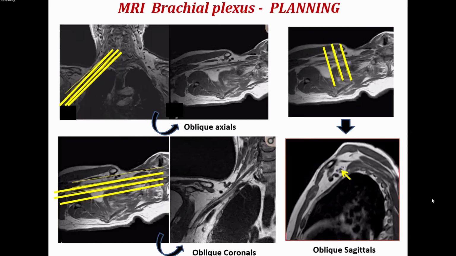And don't forget to do a 3D axial FIESTA, focusing on the pathological area or the area where you find some sort of edema or nerve root avulsions. Okay, so that is with brachial plexus. Fine.